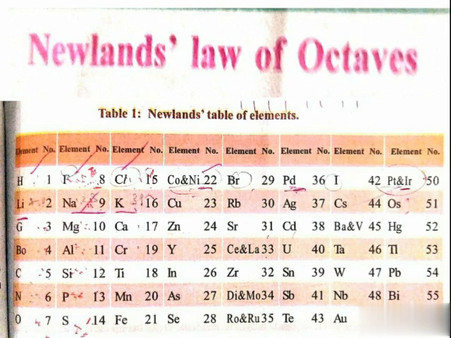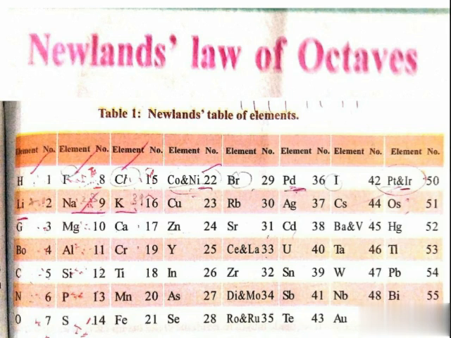Unfortunately, his work was neither accepted by his seniors nor by the Journal of the Chemical Society, which rejected its publication. So in this Newland table also some limitations are there. What are they? See here. In this Newland table also some problems are there.